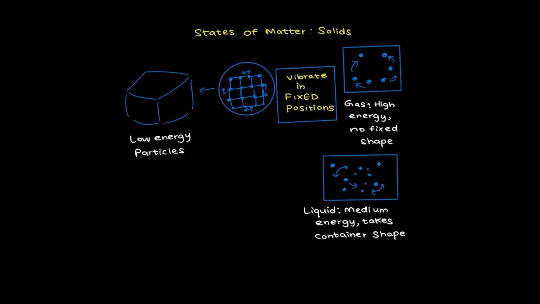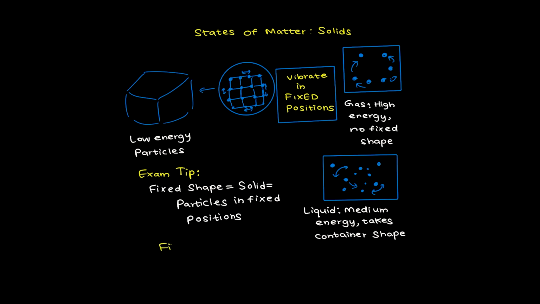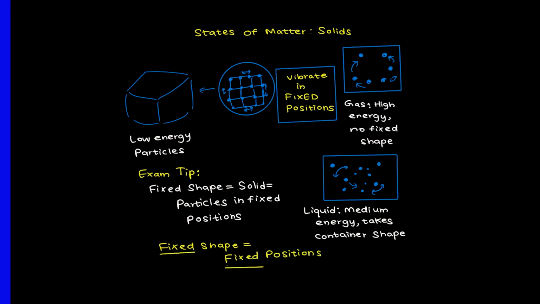Here's a WGU C165 OA exam tip for you. Fixed shape means solid, particles vibrating in fixed positions. Look for phrases like maintained shape or definite shape, pointing to solid state. Quick recall hook: fixed shape, fixed position. Solids hold shape because particles vibrate in place.